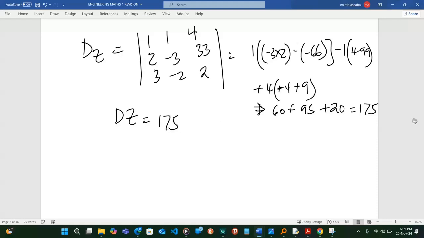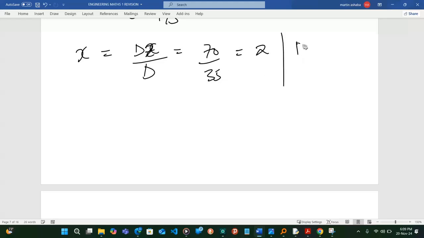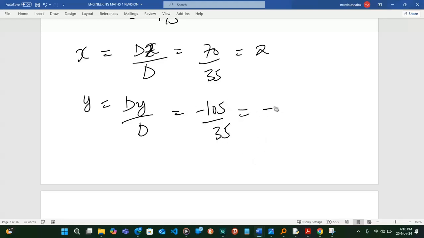So what does that call us to do? So x is equal to dx divided by d, and we know that dx is equal to 70 divided by 35. This is equal to 2. So y is dy divided by d, and our dy that we got was negative 105 divided by 35, and this gives us negative 3. Then z is equal to dz divided by d, and this is 175 divided by 35. So when I divide that, I get my z equivalent to 5.